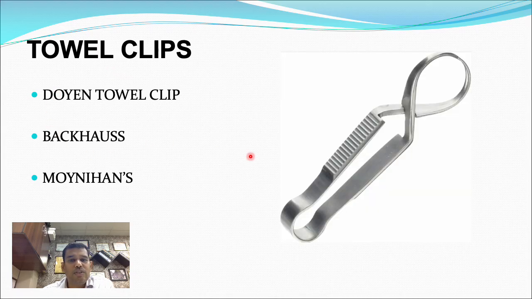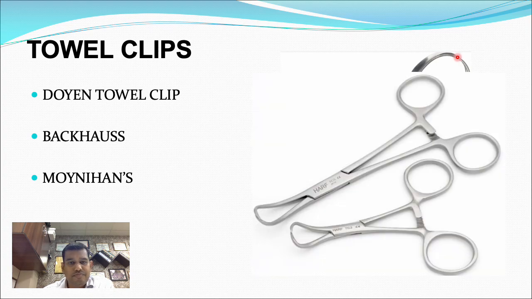So this is the Dowen's towel clip. This is one of the prongs, this is the blade, and this is one of the prongs. So you have to compress this serration so that this blade will open, and then you can secure the towel, as the tip is very sharp.